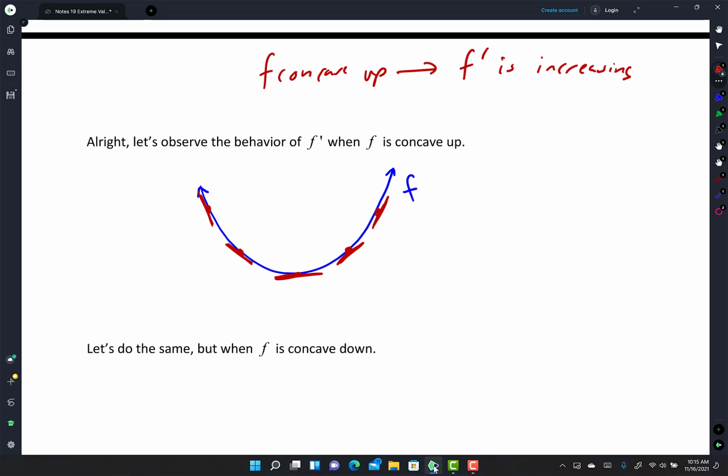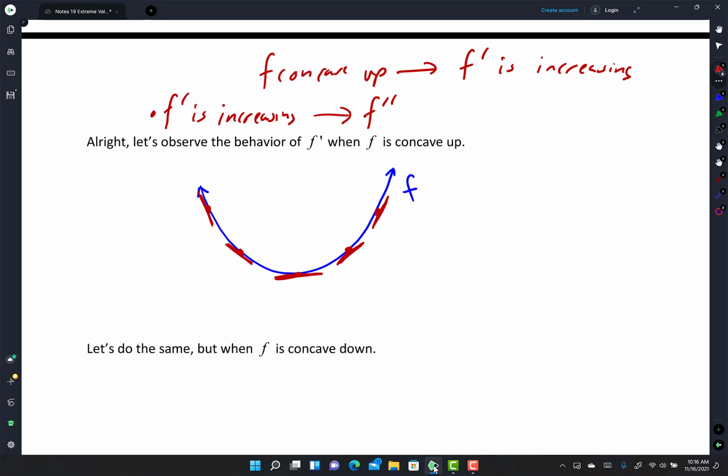Do you guys agree? Just by looking at that? Okay. You guys ready for this next step? If f prime is increasing, what does that mean about f prime prime? I don't know.